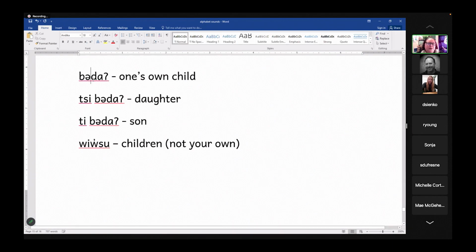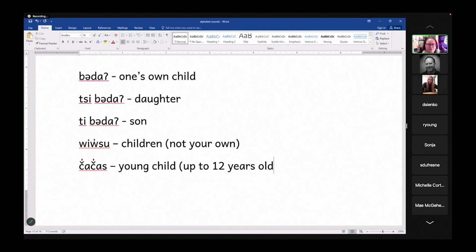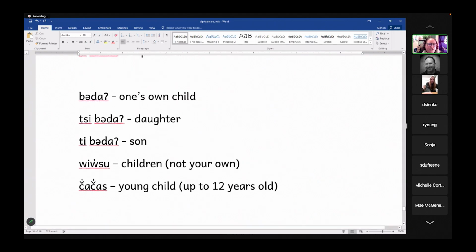Lushootseed. Bada, si bada, ti bada, Lushootseed. And then cha-chas, which I think we also used in the alphabet chart. Cha-chas is a young child up to 12 years old. Cha-chas. So let's go through these ones.